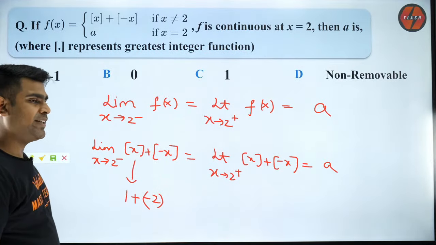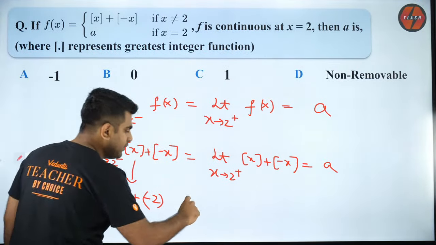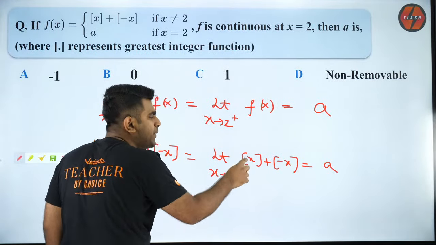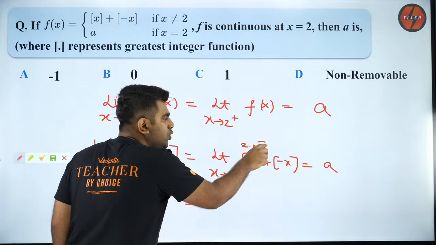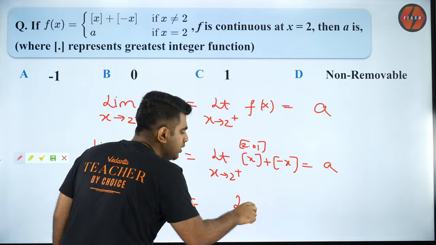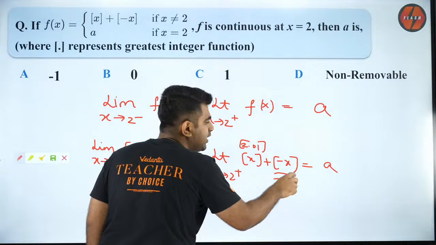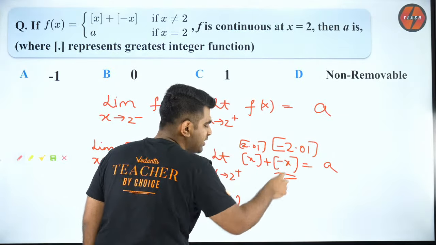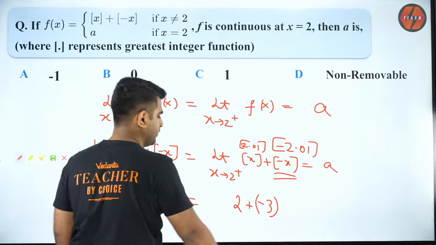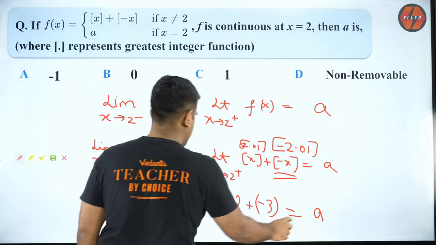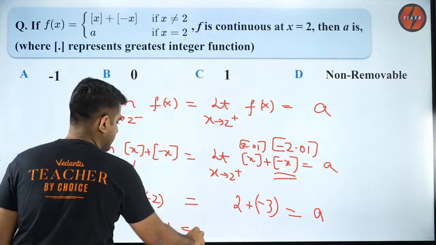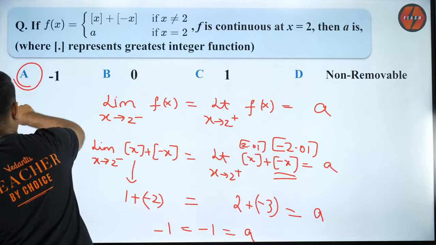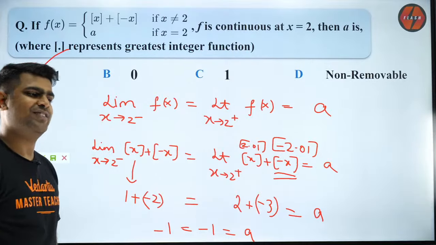Everybody, did you get it? Yup. So same way, right hand side. GIF of 2 plus means 2.01. So GIF of 2.01 is 2, plus this is nothing but minus GIF of 2.01, which will be minus 3. So that should be equal to a. So this is minus 1, this is minus 1, and that should be equal to a. So a should be option A. Okay.